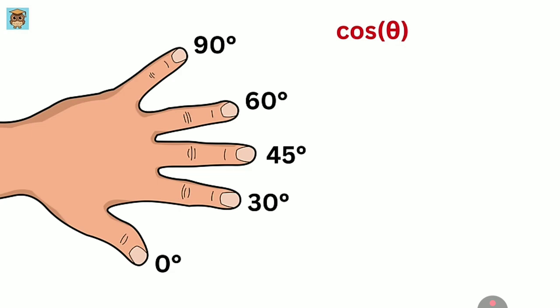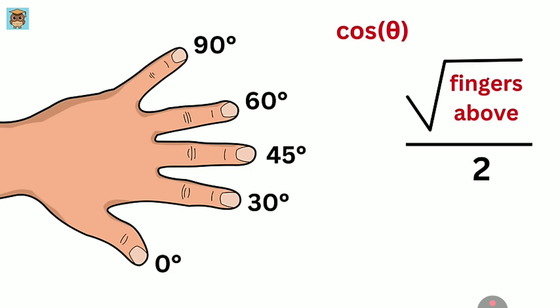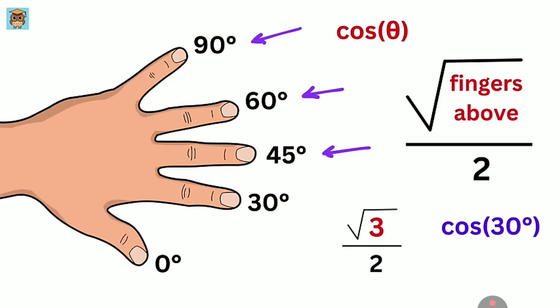Cos of theta equals the square root of fingers above divided by 2, and that's it. For example, let us find the value of cos of 30 degrees. This is 30 degrees. So, the number of fingers above it is 1, 2, and this, which means 3 fingers. Thus, cos of 30 degrees will be the square root of 3 divided by 2. And we are done. Awesome!